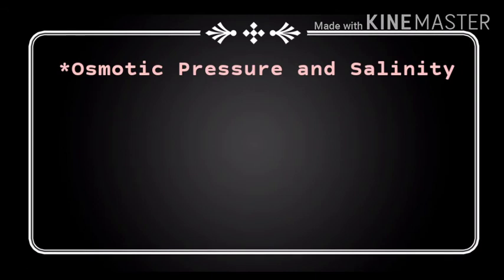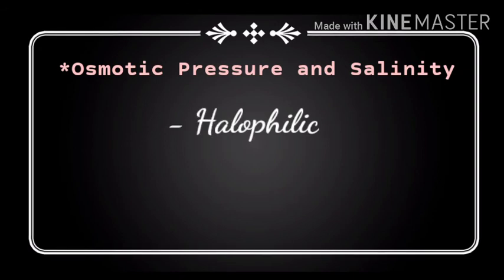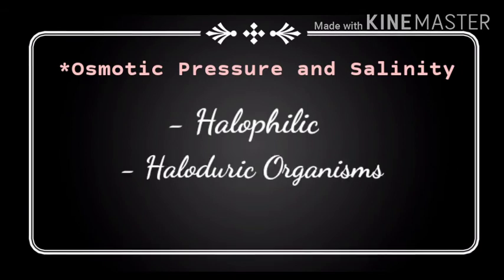Let's proceed to salinity. When I say salinity, it contains salt. There are microorganisms that can survive and even grow in salty environments. For example, those microorganisms that prefer salty environments are called halophilic. While there are organisms that do not prefer to live in a salty environment but are capable of surviving in it. Those organisms are the halotolerant organisms.